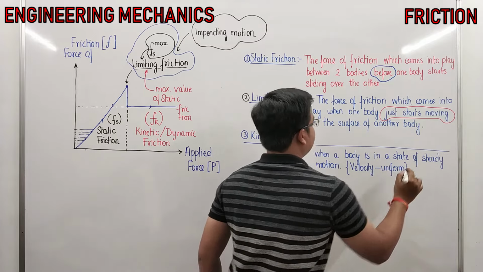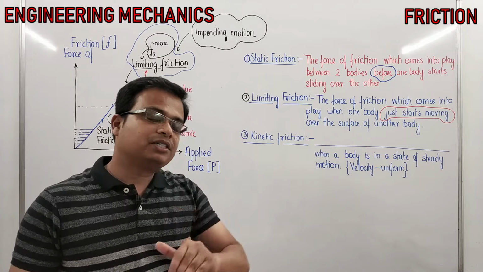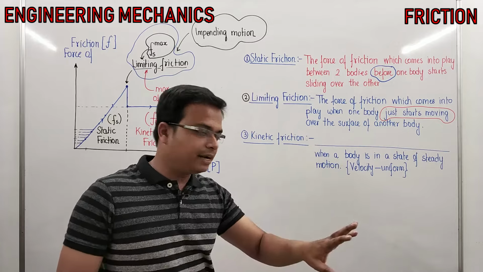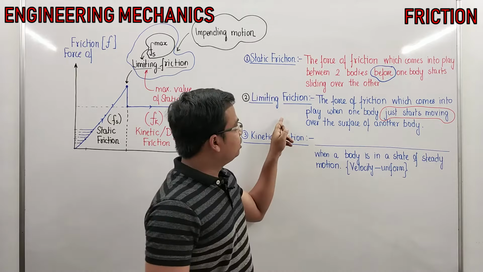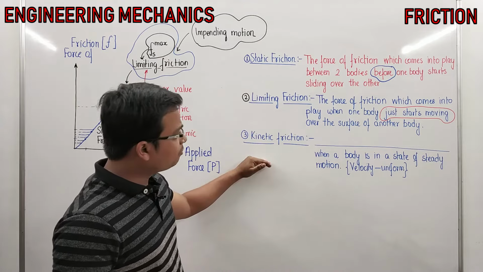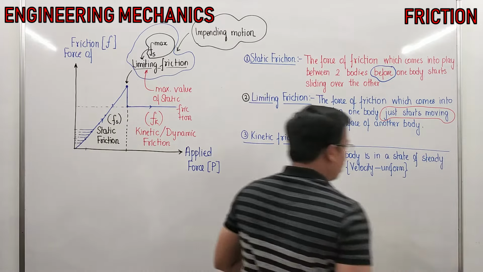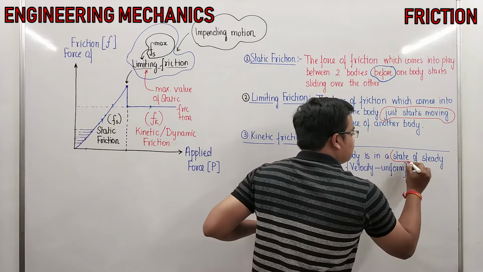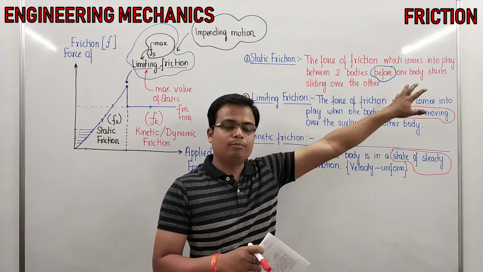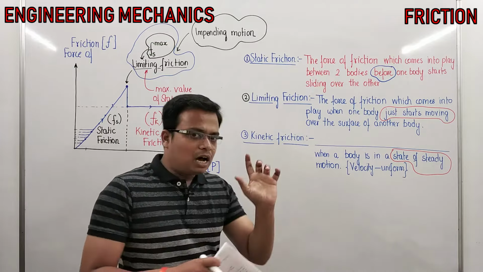So remember these three things. Number one, static friction is always going to happen before it starts moving. Limiting friction is the maximum value of static friction, you can say. This is one way of defining it. The second way is that it is the friction experienced when the object just starts moving. That is your limiting friction. And thirdly, we have kinetic friction: the force of friction which comes into play when a body has achieved a state of steady motion. Very important. Again, static friction before moving. Limiting friction just starts moving. Kinetic friction after it has moved.